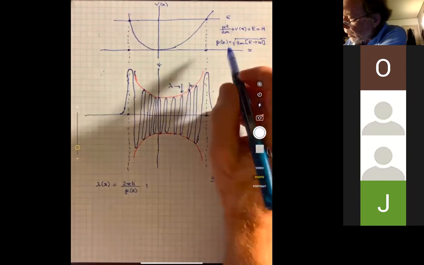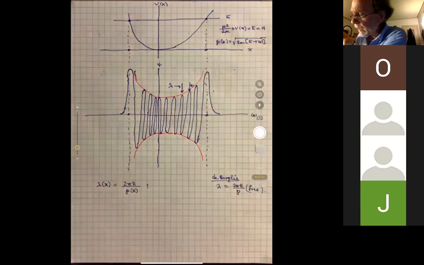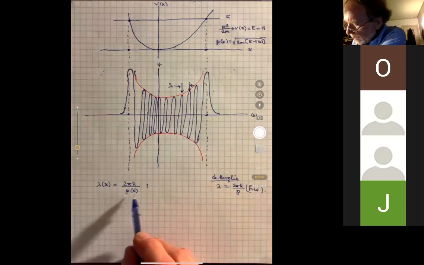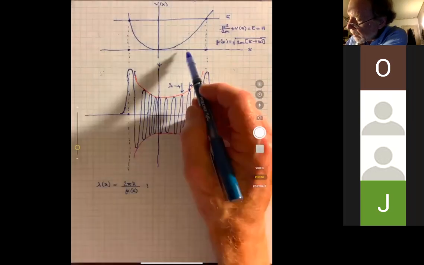Actually, there's two momenta because it comes in with P squared. There's a plus and a minus. I'll come back to that later. But now the question arises: is this spatially dependent momentum that comes from the quantum wave function equal to the classical momentum at the same point?